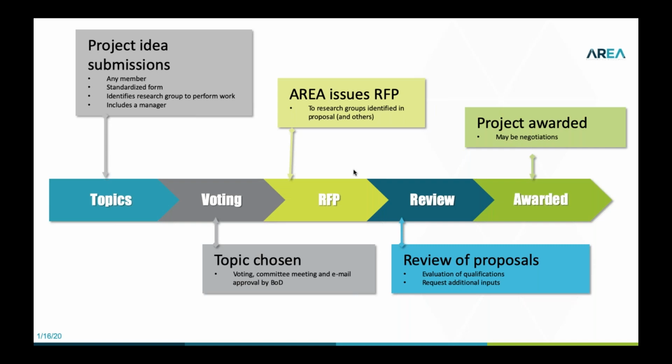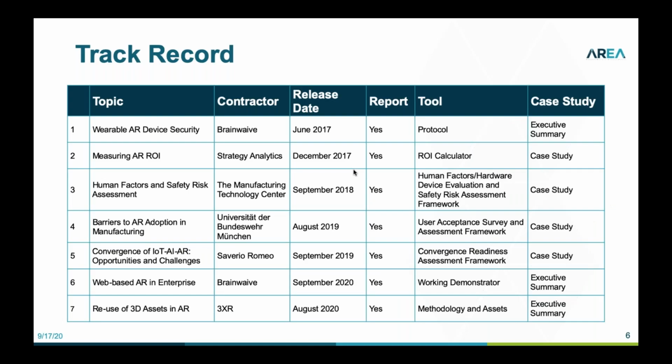In a visual way, this is the process that we use. The topics are nominated. Voting is the method that we use to choose one topic. We issue the request for proposals, select one researcher, and award that proposal to the best company. And just to look back at the past projects, we've completed all of these projects for the members and continue to work on new ones as we speak.